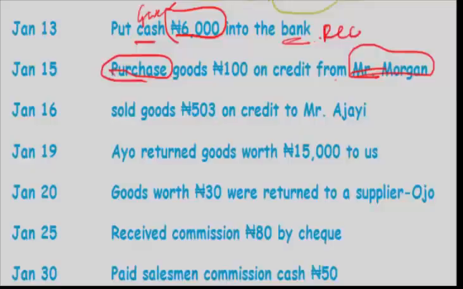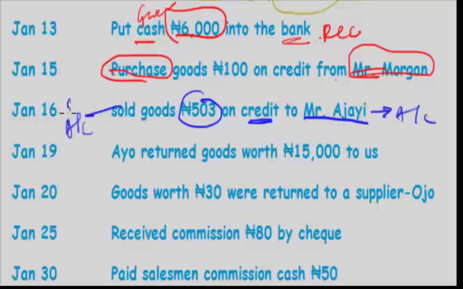January 16th, sold goods worth 503 naira on credit to Mr. Ajayi. So we'll have Mr. Ajayi's account and we're going to have the sales account. So that's the two accounts involved. So let's analyze the effect of that transaction.